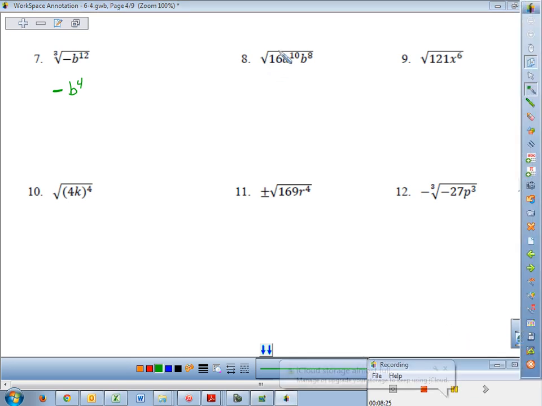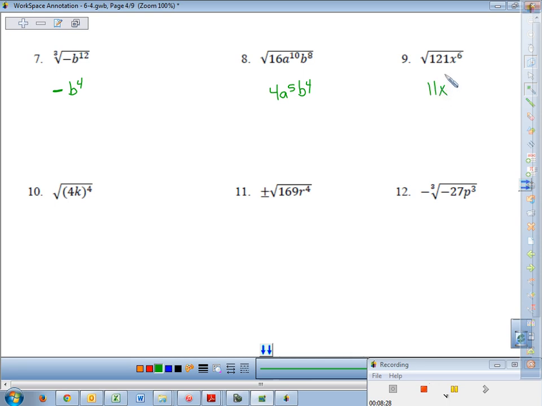Even root, right? It's a square root. Square root each guy. 4a to the 5th, b to the 4th. Sound all right with that? Same thing here, square root, radicand is positive, 11x to the 3rd. Sound groovy with those. Now, don't make it any more complicated than it has to be.